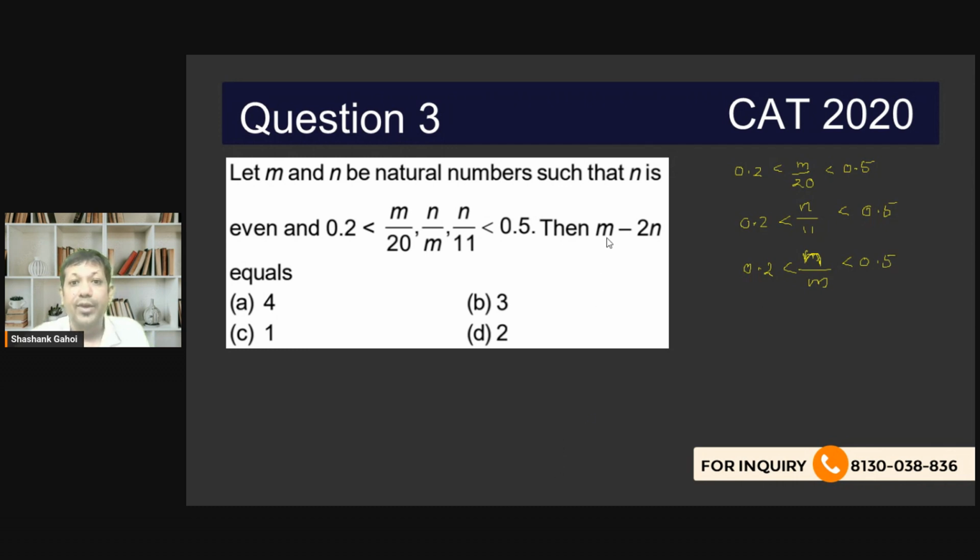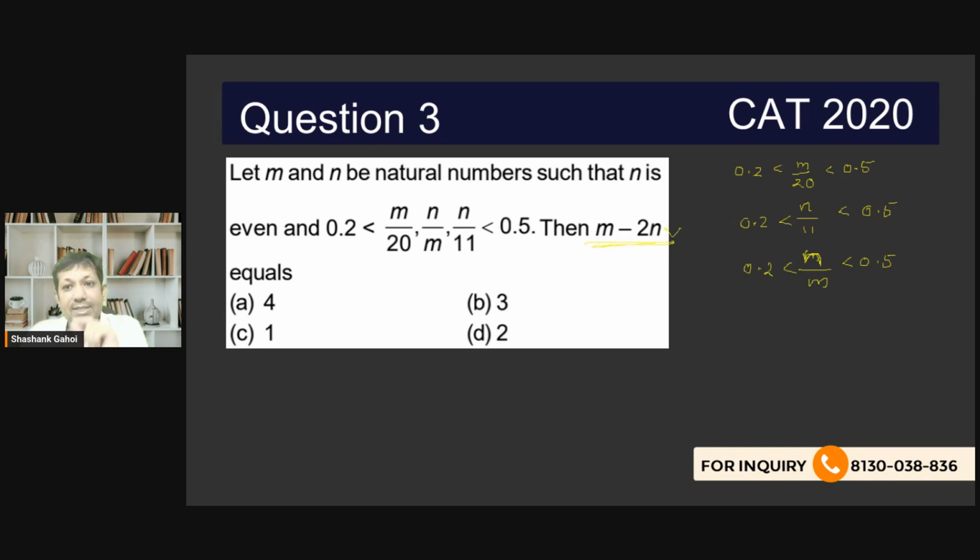And the question is saying what is the value of n minus 2m. It means I need to have a definite answer. If there are multiple possibilities of m and n, then in every case the answer should be the same. Otherwise there is going to be only one possibility, because the question is not talking about what is the possible value, the question is saying what is the value, right?